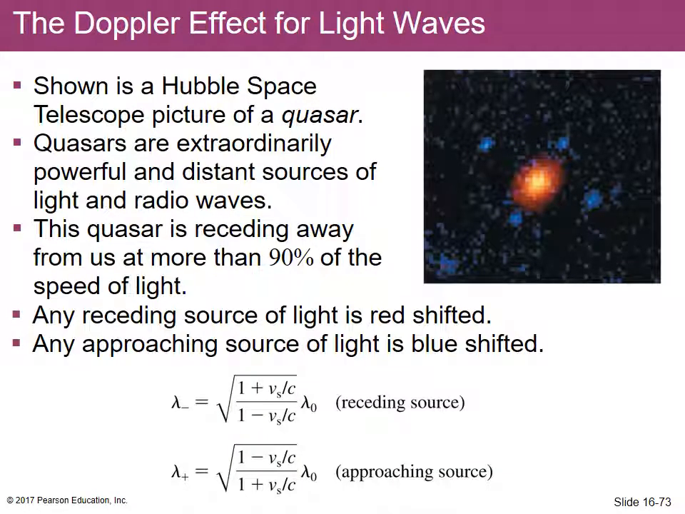Shown is a Hubble Space Telescope picture of a quasar. Quasars are extraordinarily powerful and distant sources of light and radio waves. This quasar is receding away from us at more than 90% of the speed of light. Any receding source of light is redshifted. Any approaching source of light is blueshifted. The two formulae give the wavelength for the receding or approaching source. If you define the receding source as having a positive velocity and the approaching source as having a negative velocity, the single formula for the receding source can be used.